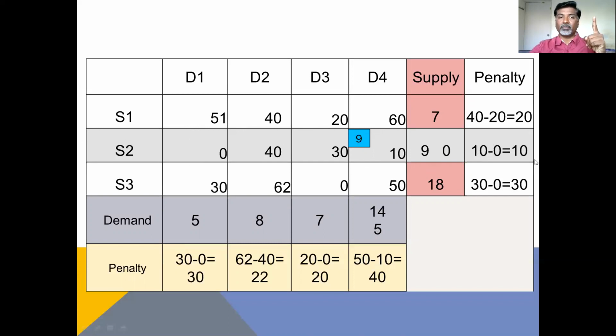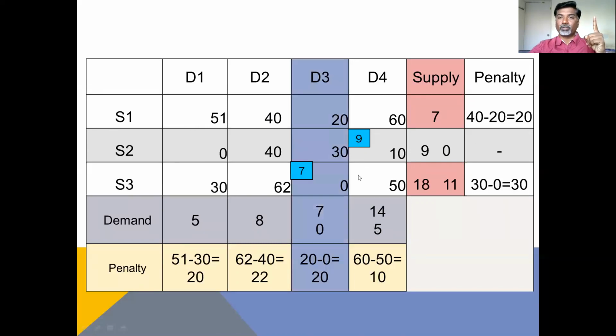Next, in this row the minimum is 20 and the next minimum is 40, so 40 minus 20 is 20. In this row, the minimum is 0 and the next minimum is 30, so 30 minus 0 is 30. Here we are ignoring this row because its supply is 0, so its penalty value is a dash. In this case, the minimum is 20 and the next minimum is 40, so 40 minus 20 is 20.